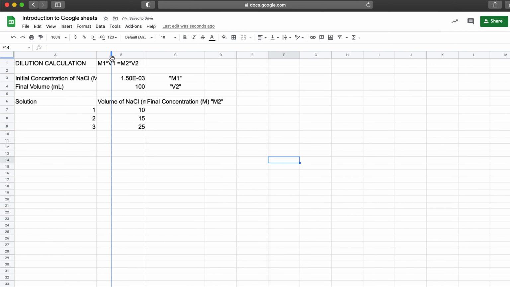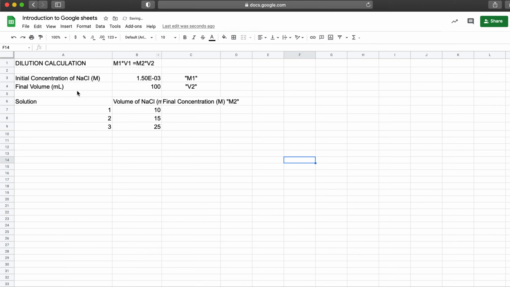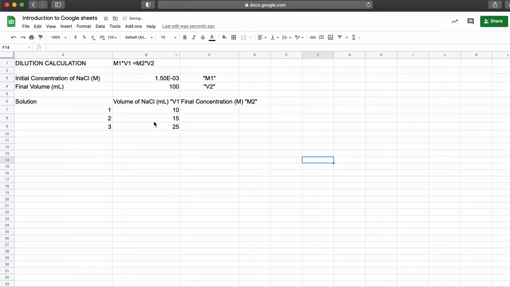So I am looking at an example where we are looking at a solution of sodium chloride, and it has an initial concentration of the stock solution, which is 1.5 times 10 to the minus 3. And once again, my units are here, so I know that it's looking at molarity. I am taking this solution, and I'm taking different volumes of that solution. So those volumes that I'm using of that solution are listed in the table below here. And I'm diluting it to a final volume of 100 mLs.